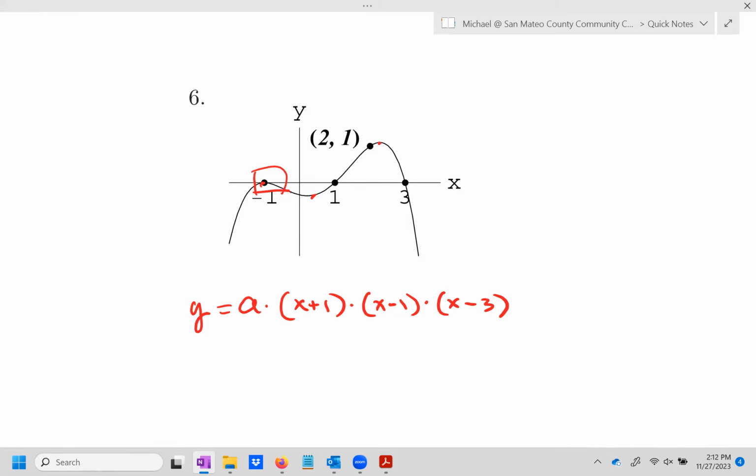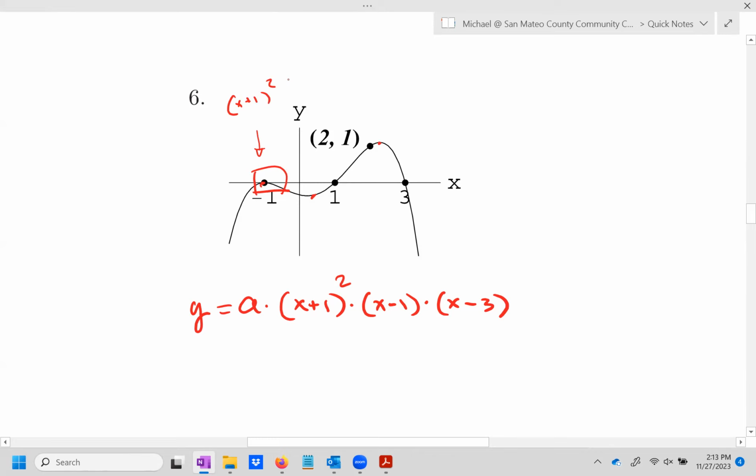What's happening at that -1 spot? It's a turnaround point and a 0. Which means it's bouncing off the x-axis, remember? So you can see it's bouncing off. That means that it's a squared factor. It looks like a parabola. So it's bouncing off. Okay.